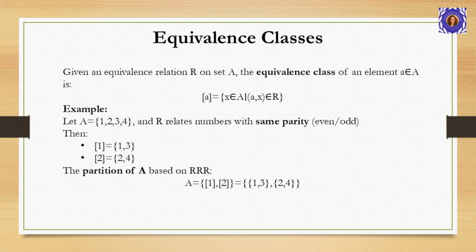This gives us the partition of our original set A. The set A has been cleanly divided into two non-overlapping subsets based on our equivalence relation. This partitioning property is profound. Every equivalence relation on a set creates a partition of that set into disjoint equivalence classes.